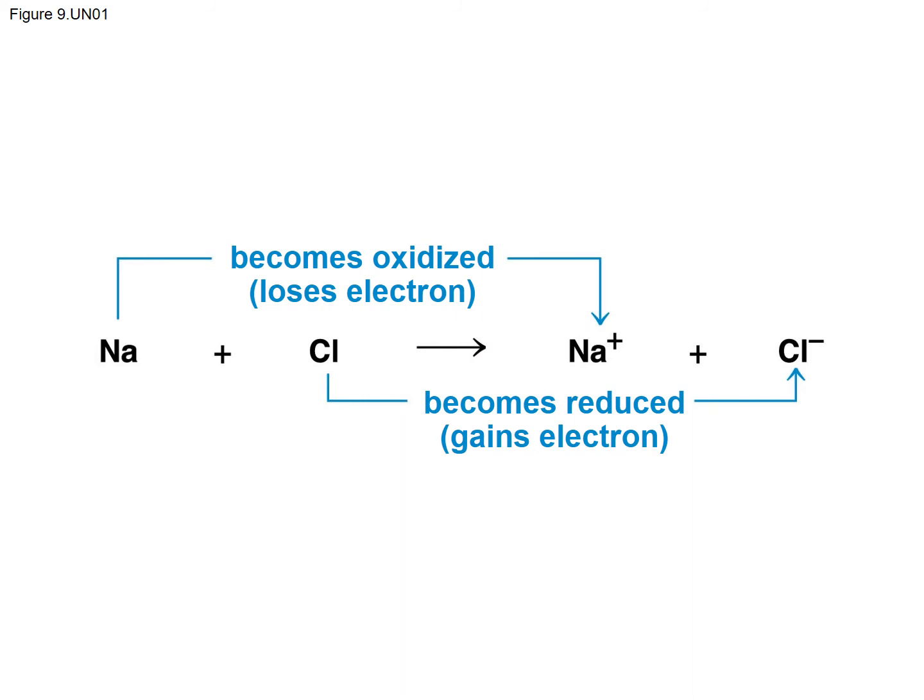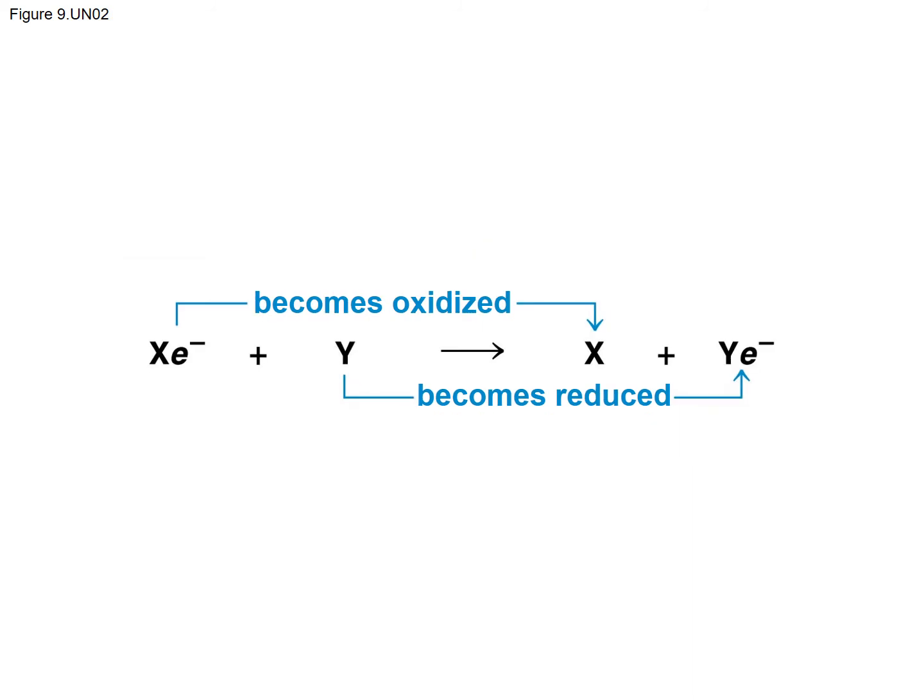They must. All right, so here we have it in general terms. Let's say X and Y are just any substance, and X has an electron which it's going to lose. Whatever X is, it loses this electron and becomes oxidized. When X loses the electron, Y gains that electron, so Y is said to become reduced. Now the substance that becomes oxidized serves as the reducing agent, and the substance that becomes reduced serves as the oxidizing agent.